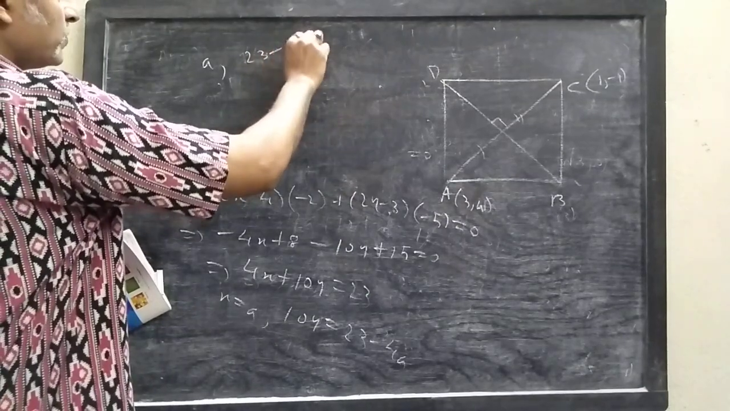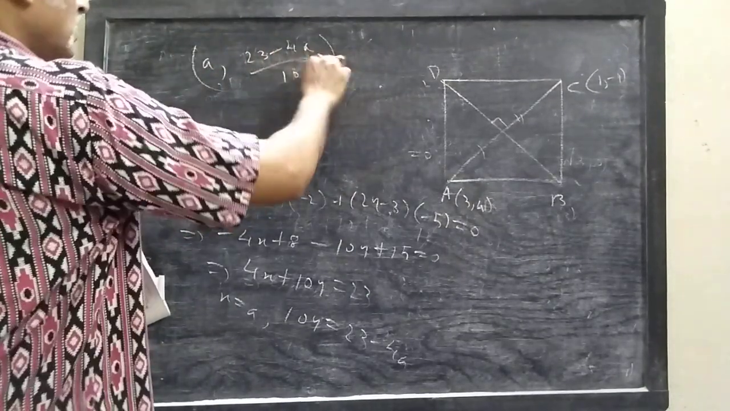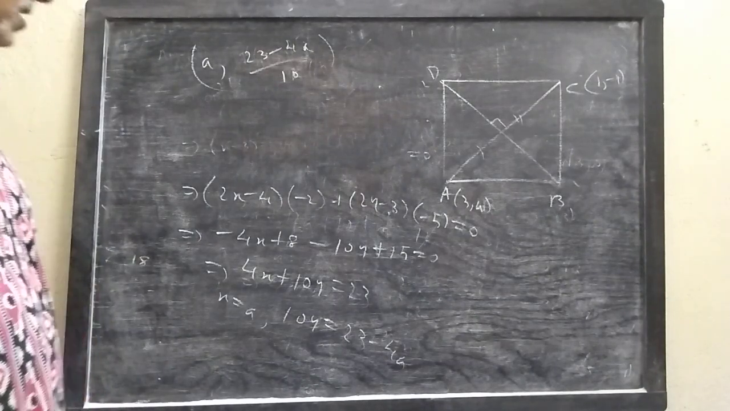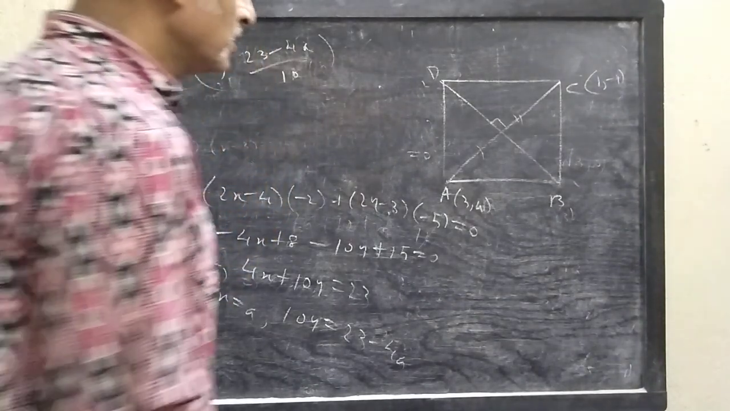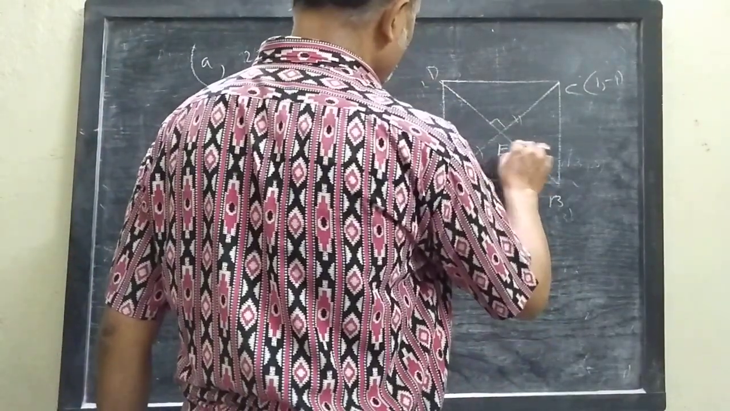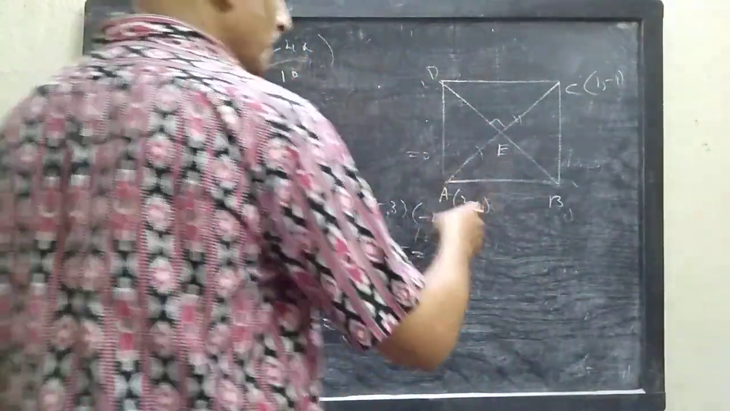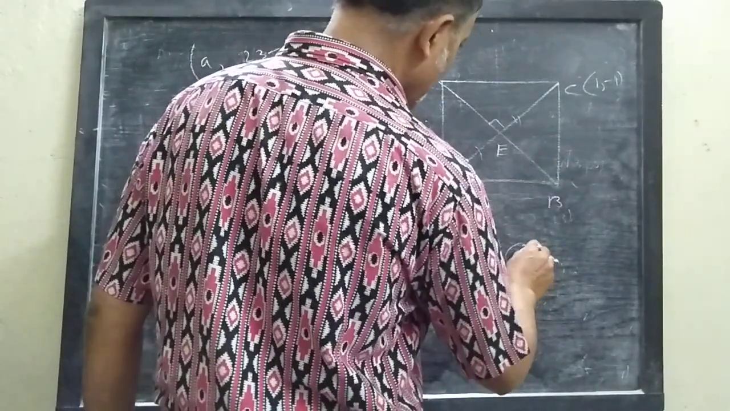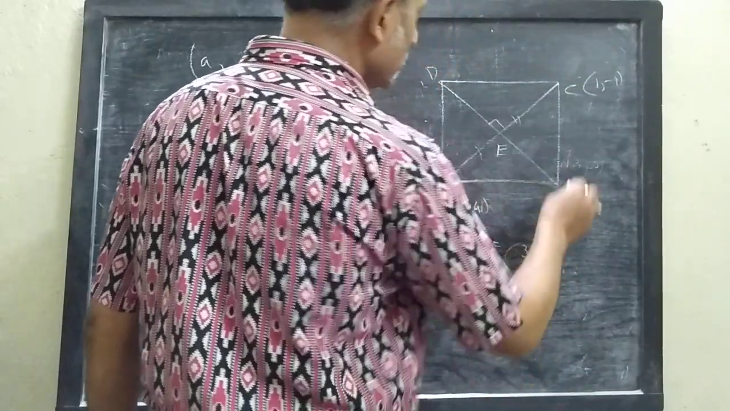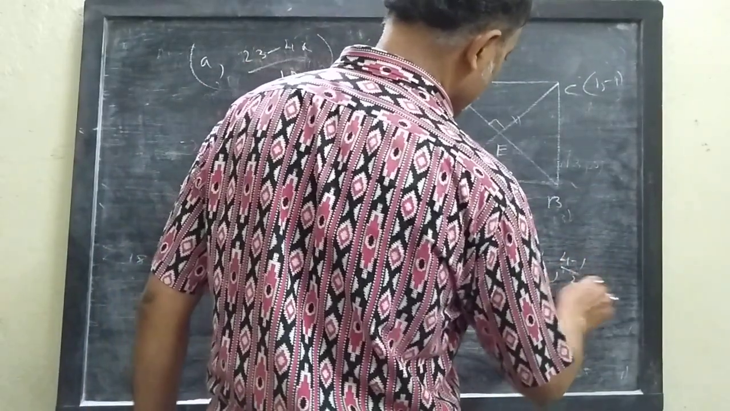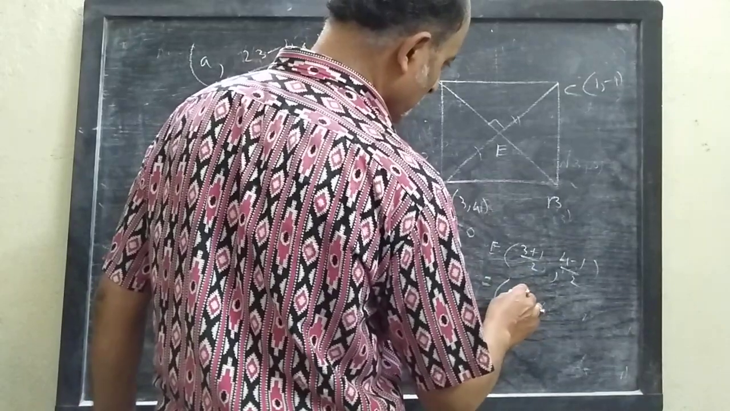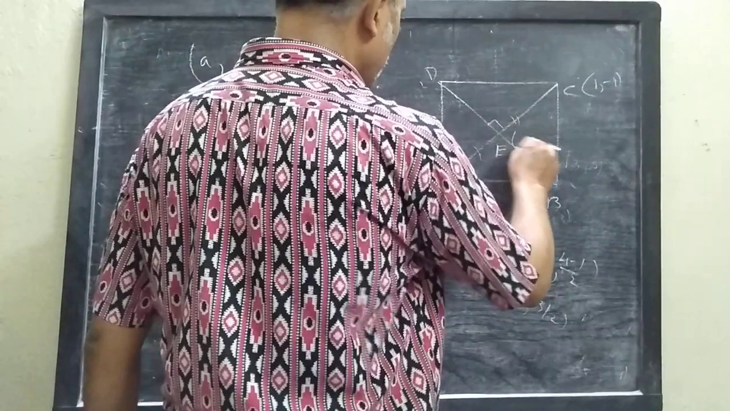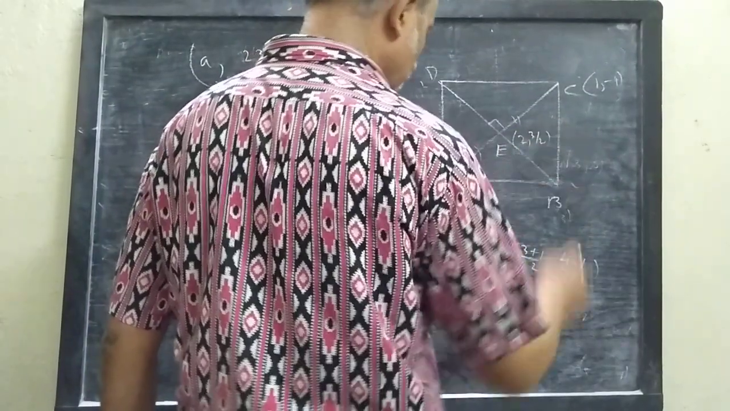23 minus 4a by 10. This will be the coordinate of any one of the remaining two vertices. Now find the midpoint E of diagonal AC. What will be this? You know coordinates of midpoint E will be (3 plus 1) whole by 2 and (4 minus 1) whole by 2. This will be 2 comma 3 by 2. Coordinates of E will be 2 comma 3 by 2.